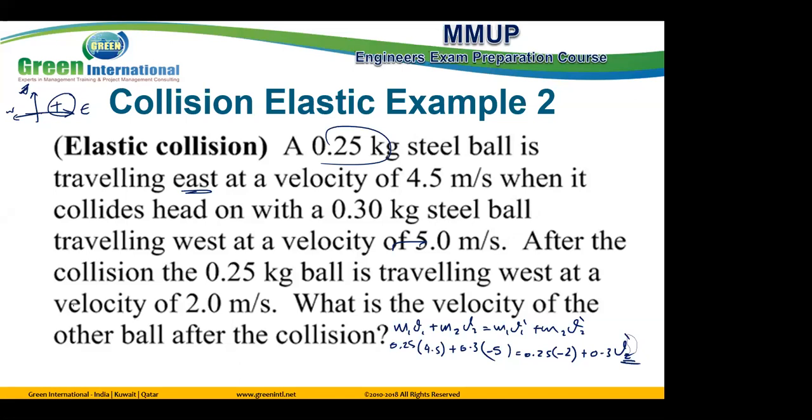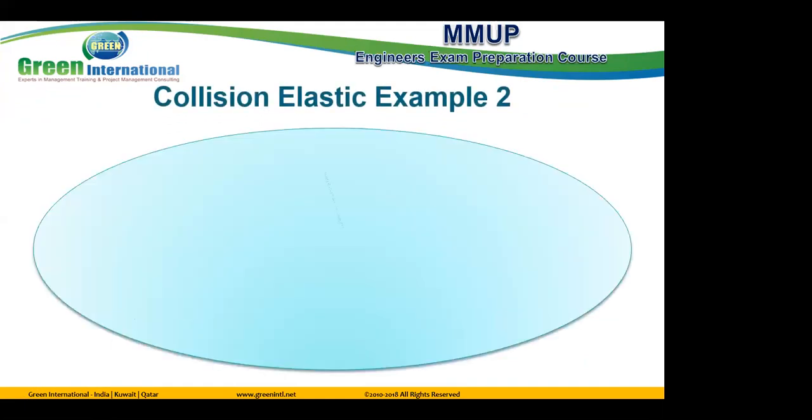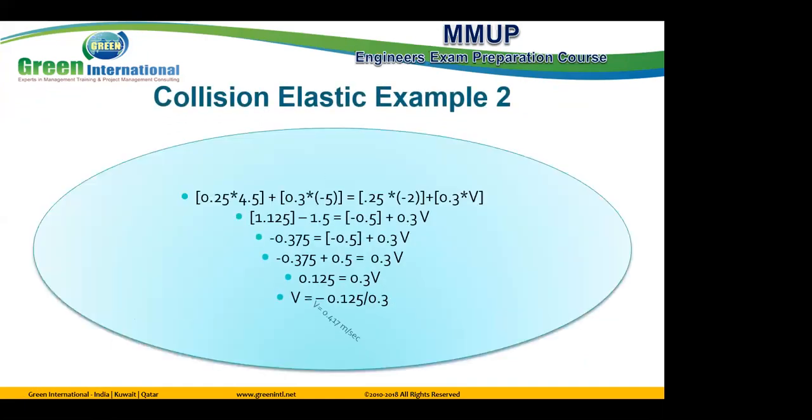The answer is 0.417. Just a minute. I think the sign is not correct. When we delete this sign, you get 4.417. Yes, it's okay. And positive means it is in the east direction, correct?